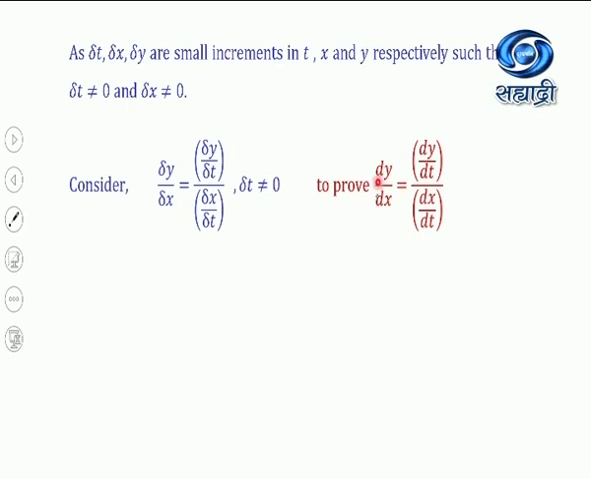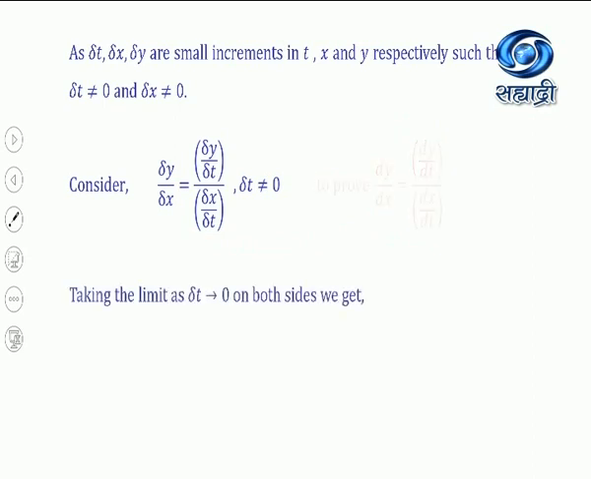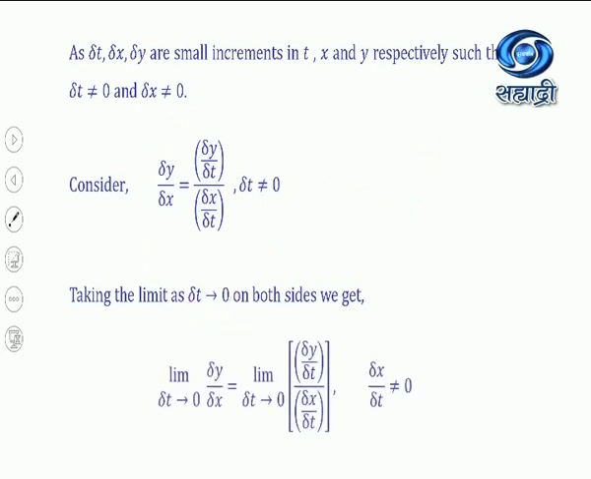Just we replace d by delta here. And now this is known as incremental ratio because delta x, delta y, delta t, they are small increments. So, it is known as incremental ratio. Now, by using this statement, we consider this incremental ratio. And now, by taking limit of both the sides as delta t tends to 0, what happens? Then we get limit of left hand side as delta t tends to 0 equal to limit of right hand side as delta t tends to 0.